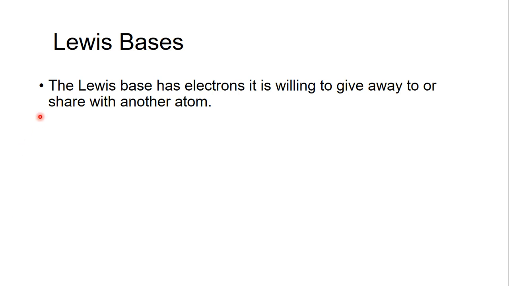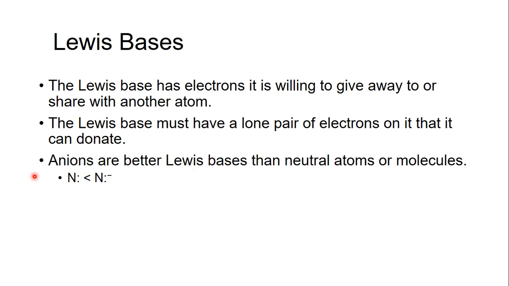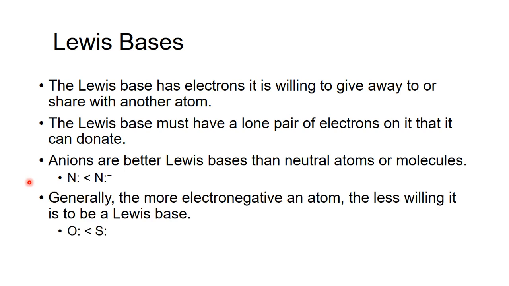Lewis bases, on the other hand, are the opposite of Lewis acids, so they will donate electrons to another atom. And so these bases must have a lone pair that they want to donate. Generally, anions are better bases than neutral atoms. That's because anions have too many electrons. They have more electrons than protons. They have an overall negative charge, and in general, things want to be neutral if they can, so anions have a lower energy penalty for giving away electrons than do neutral atoms.